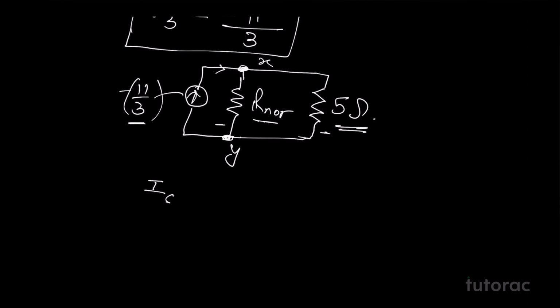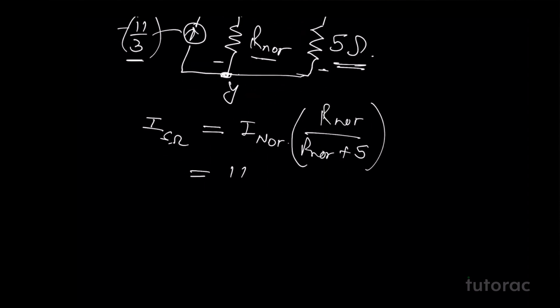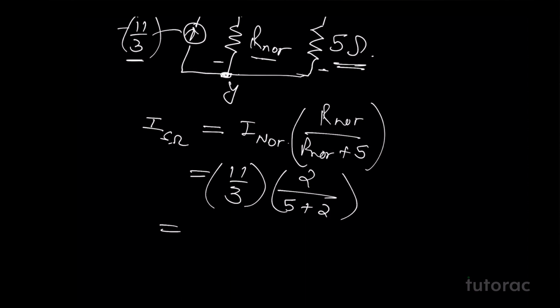So we can calculate the I in 5 ohm as I Norton multiplied by R Norton divided by R Norton plus 5. I hope everyone knows where I get this expression from. It's simple Ohm's law. Now I Norton I have 11 by 3 and R Norton I have 2, upon 5 plus 2, so we'll get 22 upon 21 amperes. Then, if you recall, it's the same value that we got from the Thevenin's equation.